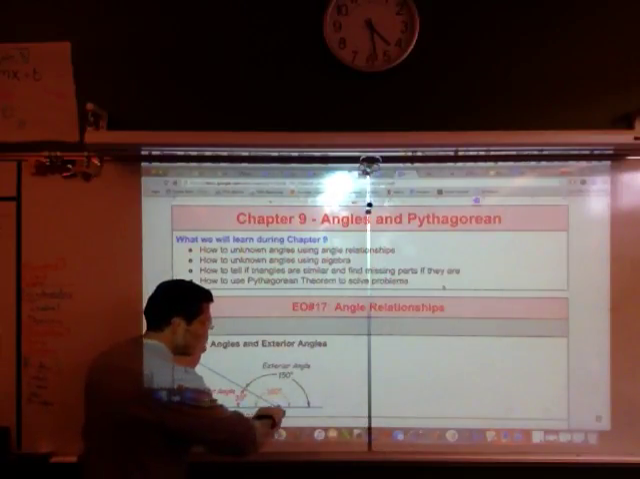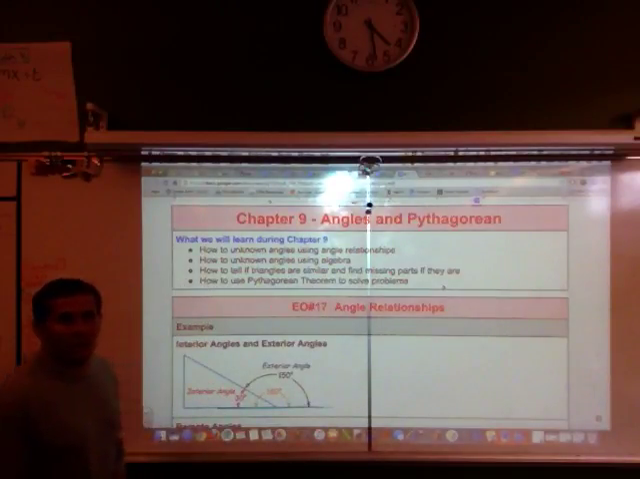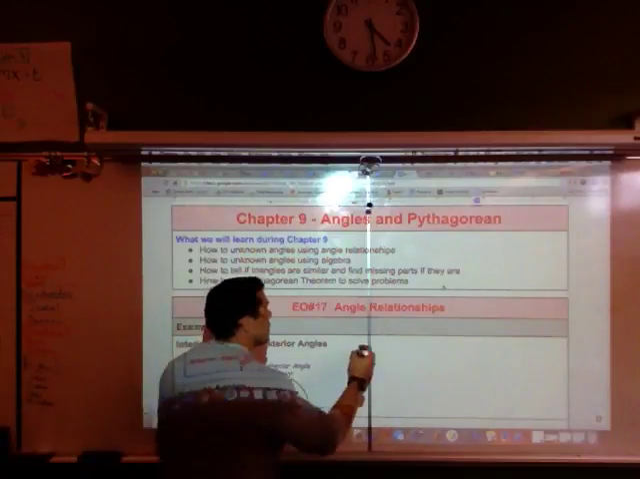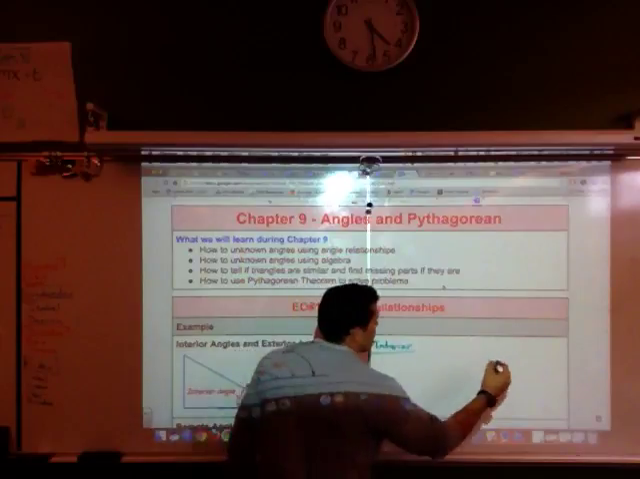So together we can create this straight line here. And all straight lines create 180 degrees. So I'm going to make up a couple problems. Here's one for interior. And here's one for exterior.